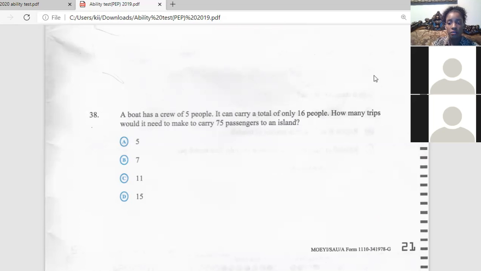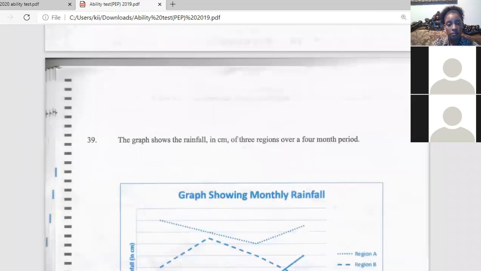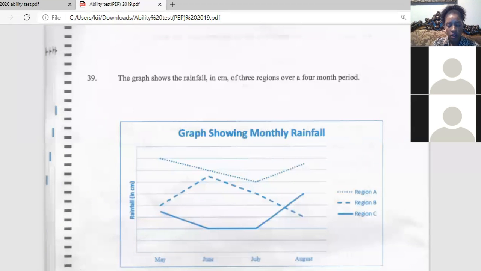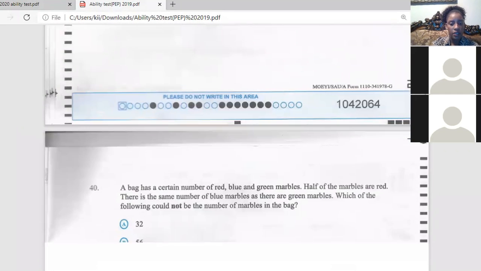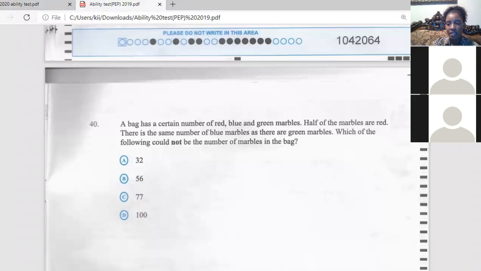Give me a second, please. Sorry about that. You're seeing also a graph here. Apparently the question I was looking for is, oh no, it's right there. I wondered if I missed it.